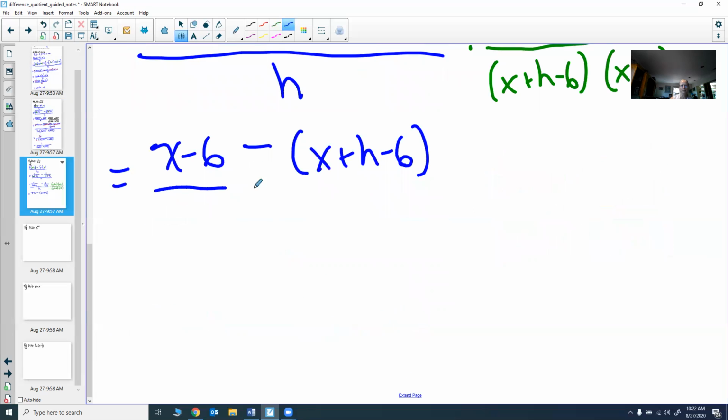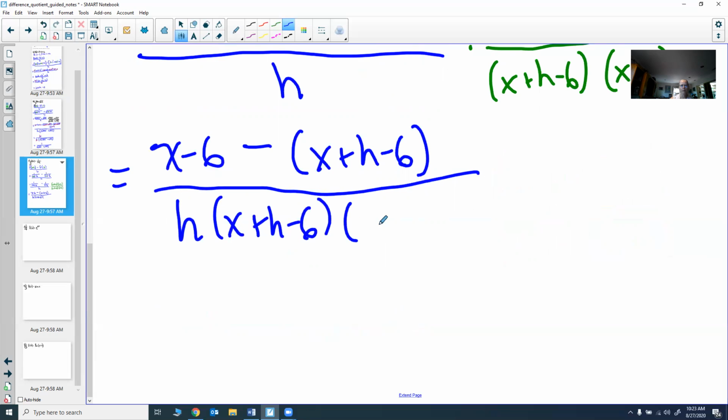My denominator, again, I won't multiply out. You don't really want to multiply it all out. So I'm just going to write down what I have: h times x plus h minus 6 times x minus 6. Now let's simplify that numerator a bit.